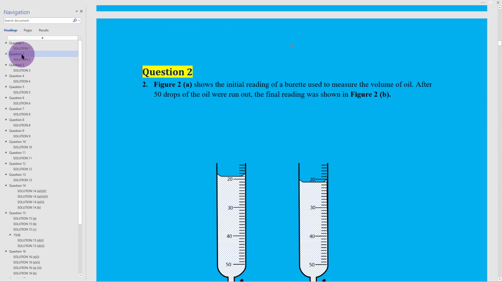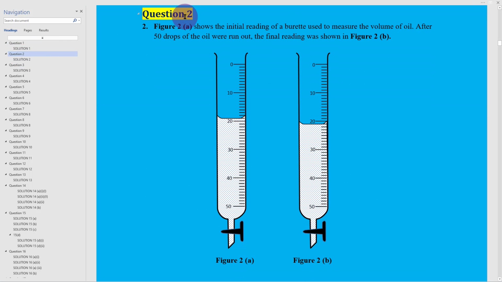Let's go to question 2. In question 2, we are given that figure 2a shows the initial reading of a burette used to measure the volume of oil. After 50 drops of the oil were run out, the final reading was shown in figure 2b.